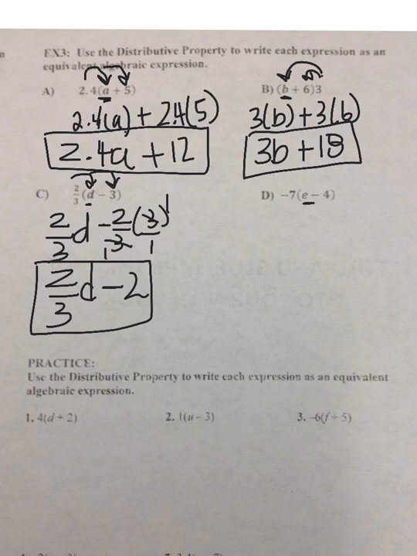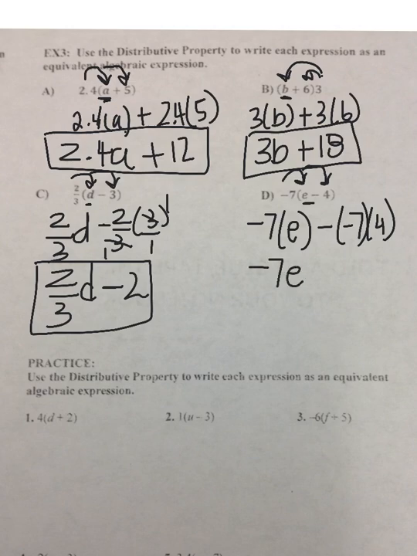Last one, be careful with your signs. This is a -7 being distributed to the e, and then this is a -7 being distributed to the 4. So we have -7 times e minus -7 times 4. So -7 times e is -7e, and then -7 times 4 is -28. So clean up your signs. This would be simplified as negative 7e plus 28.